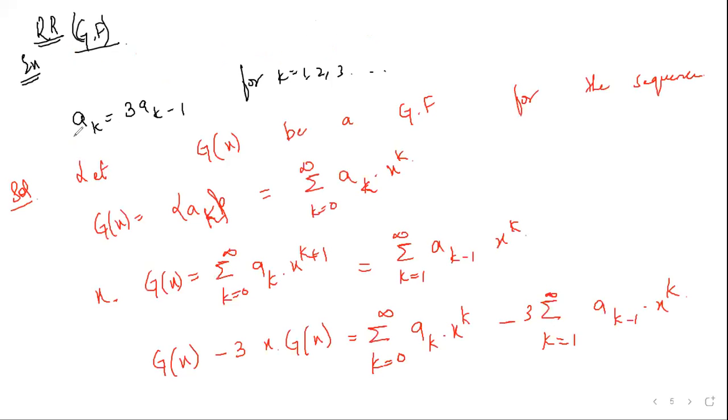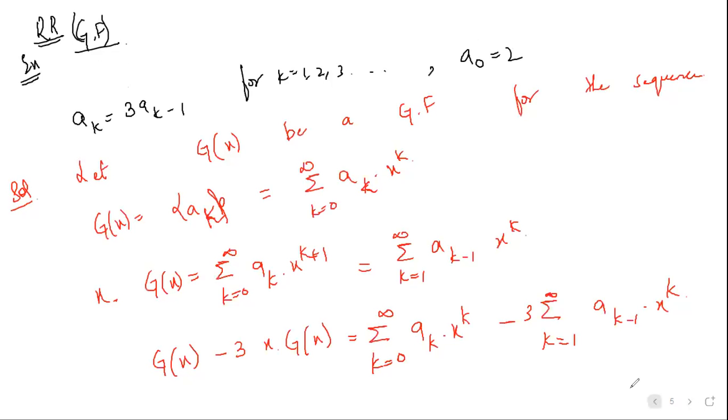While the question is being given, we are usually given the initial condition. So let's consider an initial condition also, which is a naught is equal to 2. Okay. So now a naught is equal to 2. All right. So this can be written as a naught plus the sum from k is equal to 1 to infinity of ak minus 3ak minus 1 into x power k.